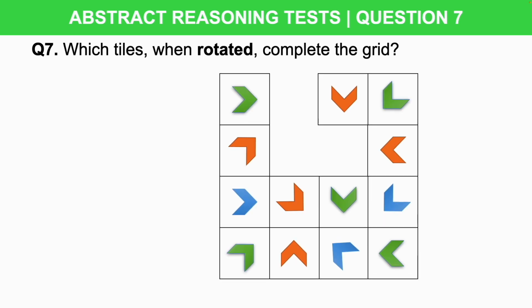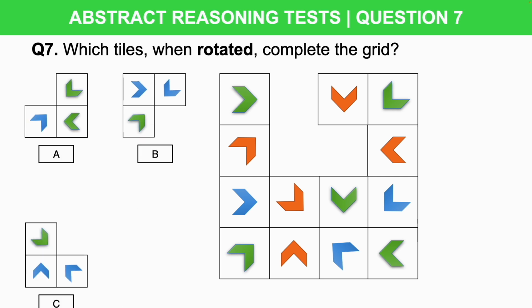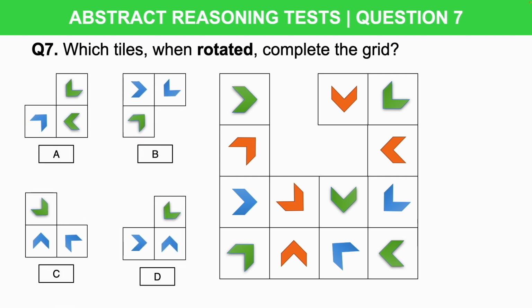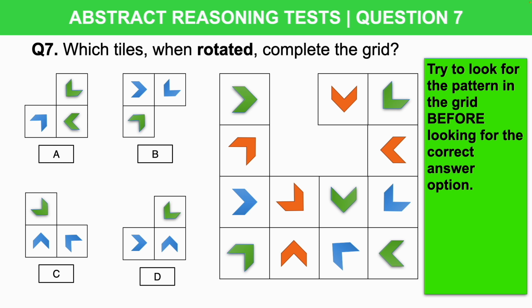So here is the grid, and here are the potential answer options. So we have A, we have B, we have C, and we have option number D as well. So my advice when trying to answer these tough abstract reasoning questions is to try and look for a pattern in the grid before looking at the correct answer option. So what I mean by that is to look at the tiles that are already available on the grid and try to identify a pattern.